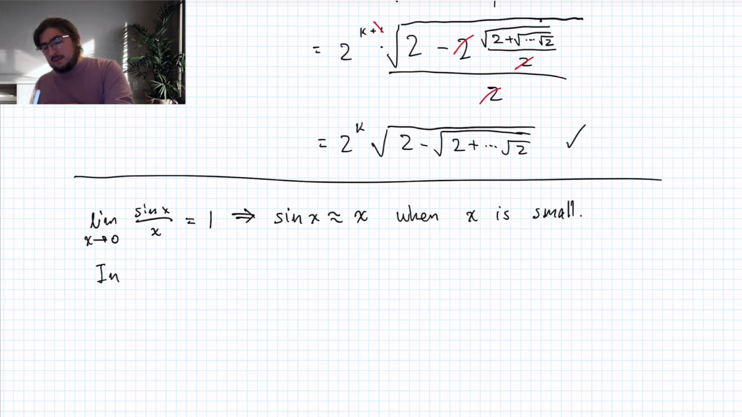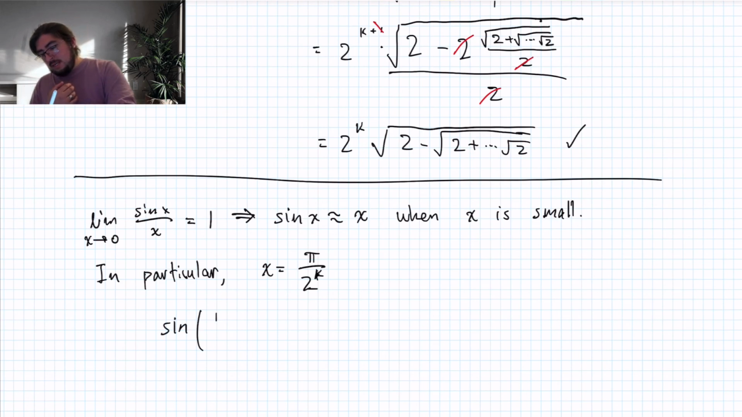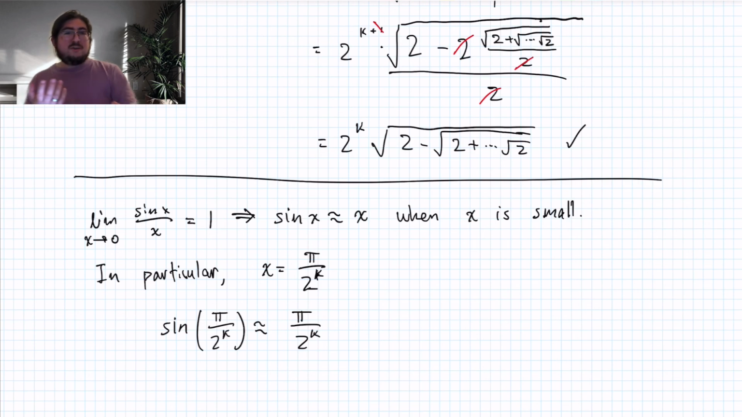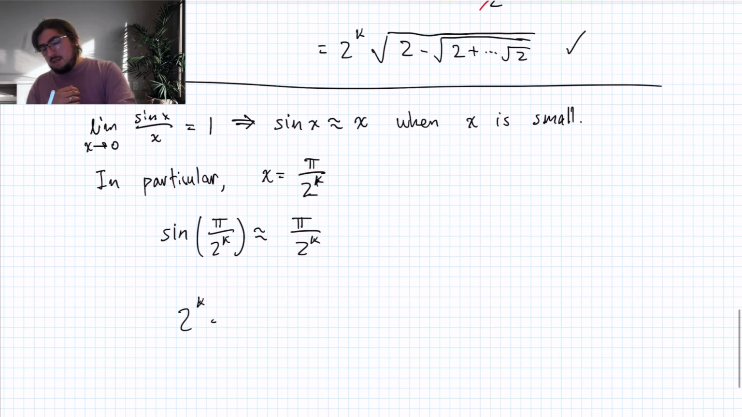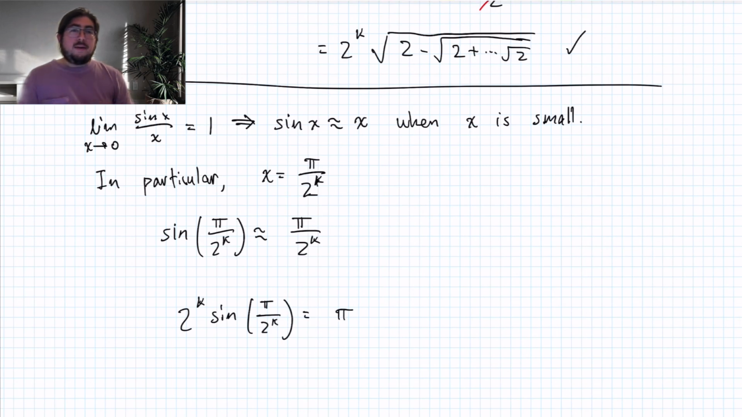So in particular, what about when x is equal to pi over 2 to the k? Well, on one hand, sine of pi over 2 to the k is approximately pi over 2 to the k. On the other hand, if you multiply both sides by 2 to the k, then you get this. So that's about pi.